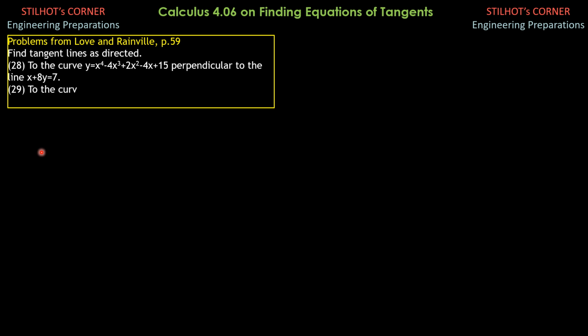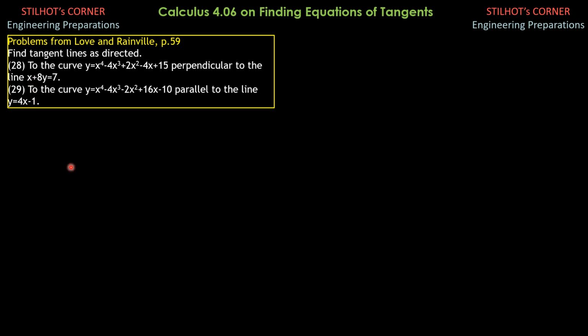So find tangents as directed to the curve y equals x to the fourth minus 4x cubed plus 2x squared minus 4x plus 15, perpendicular to the line x plus 8y equals 7. And in problem 29, to the curve y equals x to the fourth minus 4x cubed minus 2x squared plus 16x minus 10, parallel to the line y equals 4x minus 1.